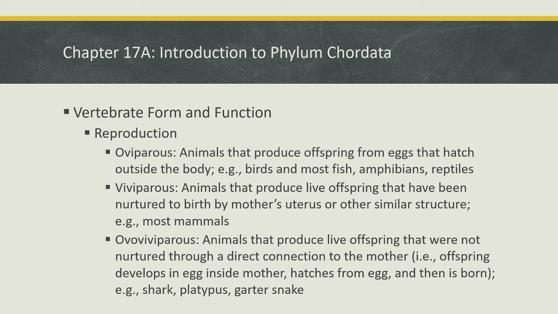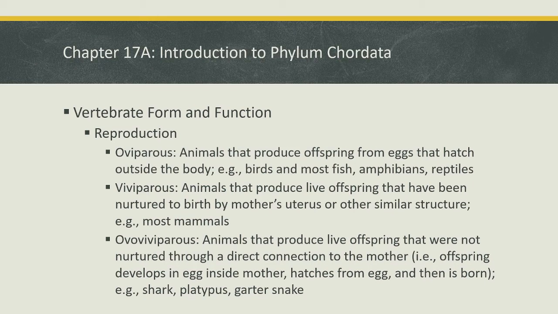These are animals that produce live offspring that have been nurtured to birth by the mother's uterus or other similar structure. As most mammals, that's how we give birth. That's how whales give birth. That's how elephants give birth. Stuff like that. Okay, so the baby develops inside the mother's body, and then the developed baby the mother gives birth to.